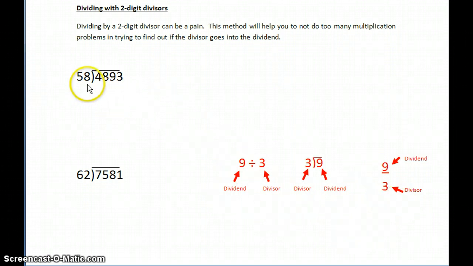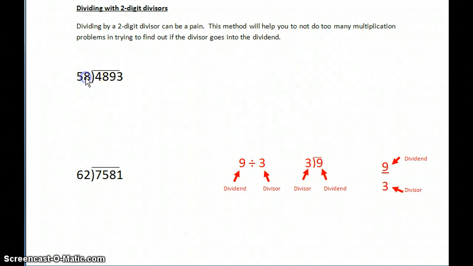So if we're dividing by a two-digit divisor, a lot of times if I said 58 into 489, that could take me a while if I did my multiplication over here. If I did my 58 times 3 and I didn't get it, 58 times 4, and I keep doing 58 times 5, and I end up doing 3 or 4 or 5 multiplication problems, and it's quite annoying. So I'm going to show you a little way to get around that where you can do minimal multiplication problems.